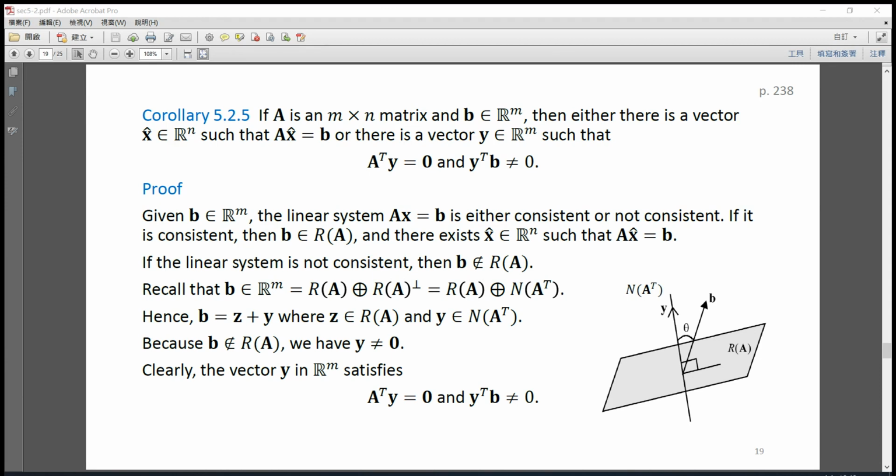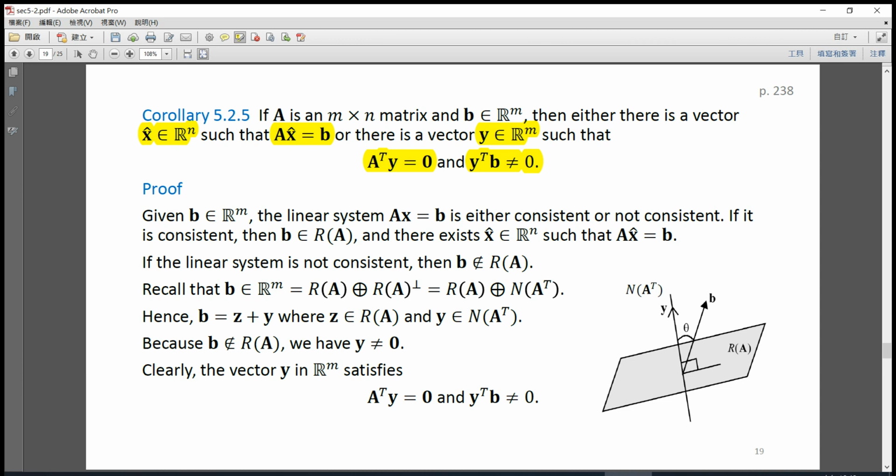Next, we prove Corollary 5.2.5. If A is an m times n matrix and b is a vector in Rm, then either there is a vector x hat in Rn such that A x hat equals b, or there is a vector y in Rm such that A transpose y equals the zero vector and y transpose b is not equal to 0.